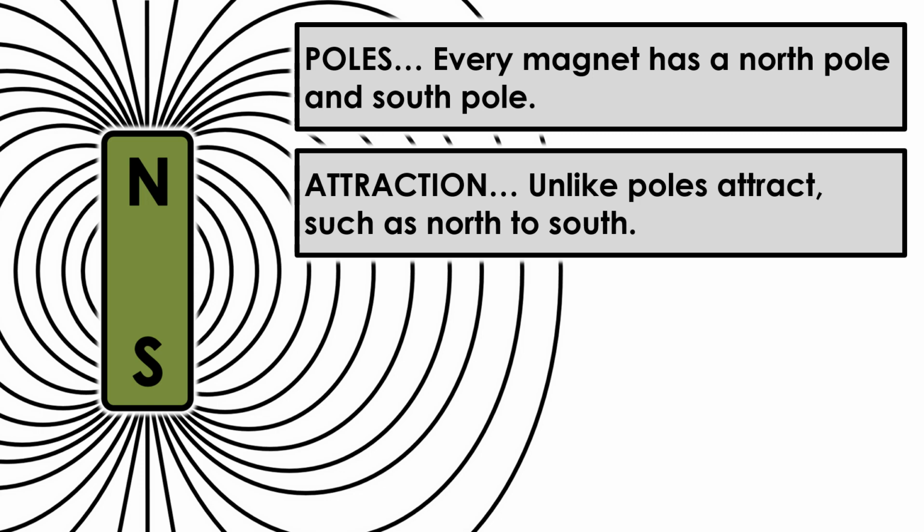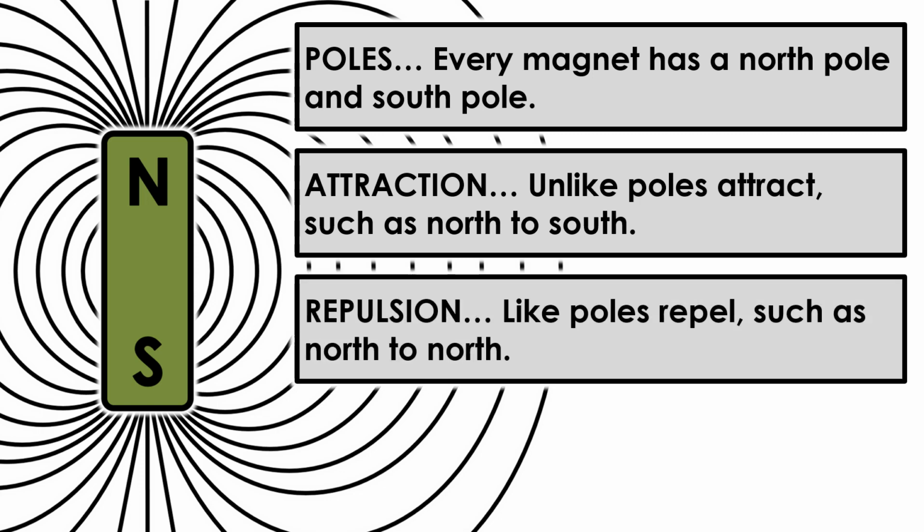Another law is the law of attraction, and here's what that looks like. Unlike poles will be attracted to each other, such as north to south or south to north. Then we have the opposite. That's the law of repulsion. Like poles will repel each other, such as north to north or south to south.